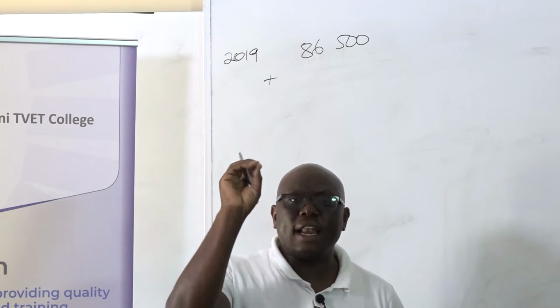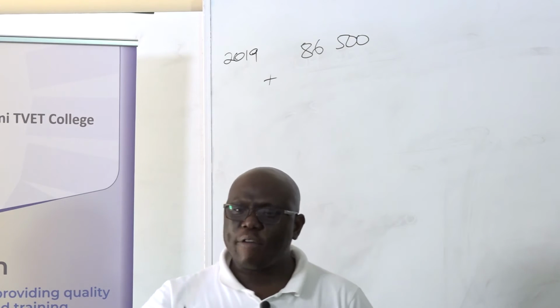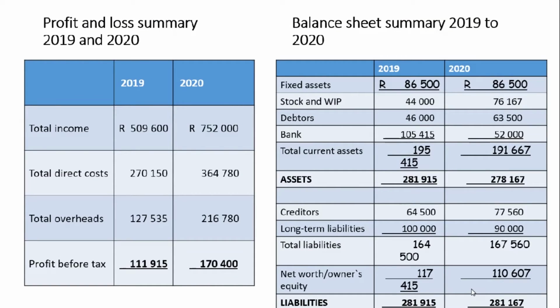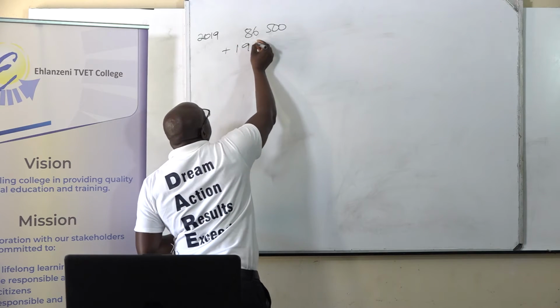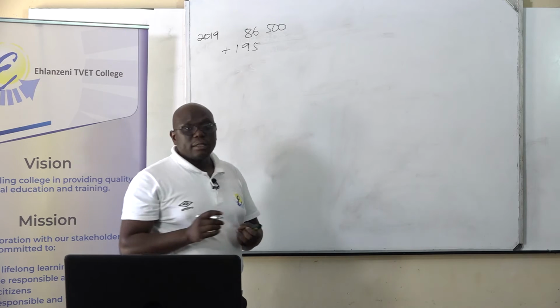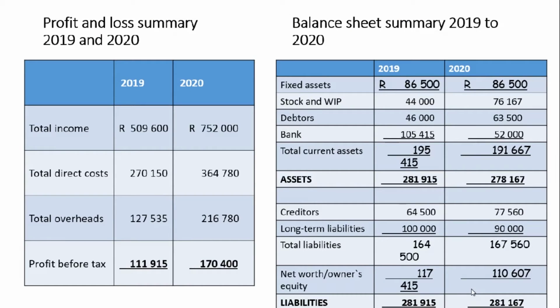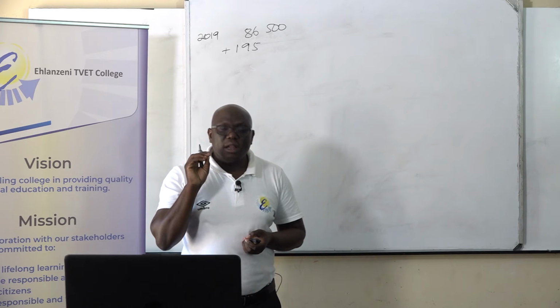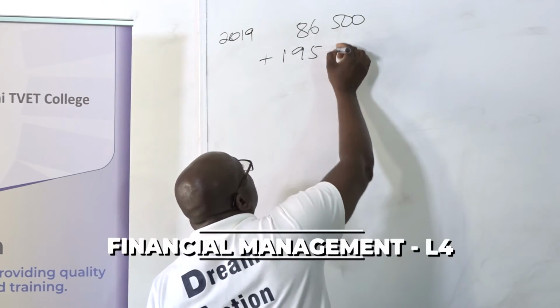The formula says total value of fixed assets plus the total value of current assets. That means we are going to check our balance sheet again to see how much our current assets are. The items that form our current assets are the stock and work in progress, debtors, and bank. We add all of them, and the total value of our current assets is 195,415.